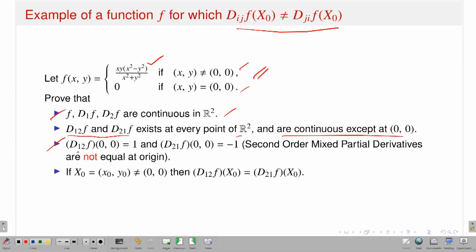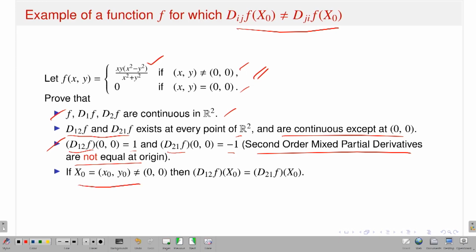So, that's why I said explicitly you have to calculate the second order partial derivatives of f at the point (0, 0). If you evaluate it, it will be 1, and if you consider the second order partial derivative with respect to the two variables in the other order, then at the point (0, 0) it is minus 1. That means the second order mixed partial derivatives are not equal at the origin.